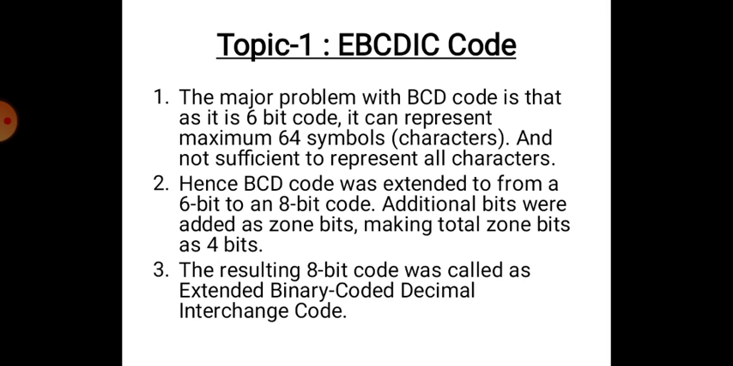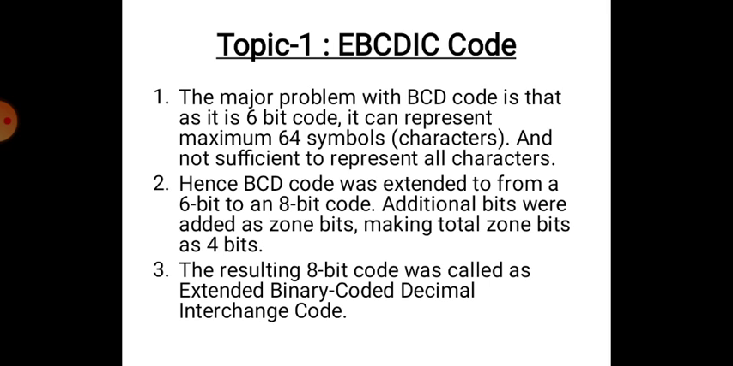Point number 2. Hence, BCD code was extended from a 6-bit code to an 8-bit code. Additional bits were added as zone bits, making the total zone bits 4. Students, you know BCD code is a 6-bit code. Out of these 6 bits, 2 bits are for zone and 4 bits are for representing any character. By adding another 2 bits to the zone bits, total zone bits becomes 4 and symbol representation remains 4.